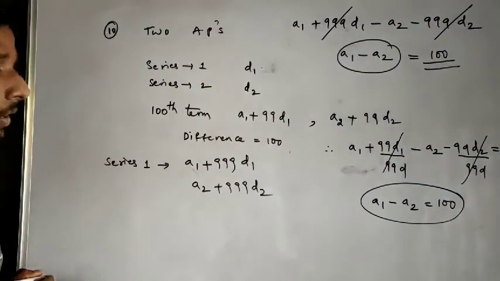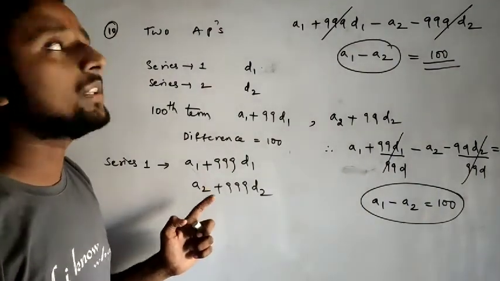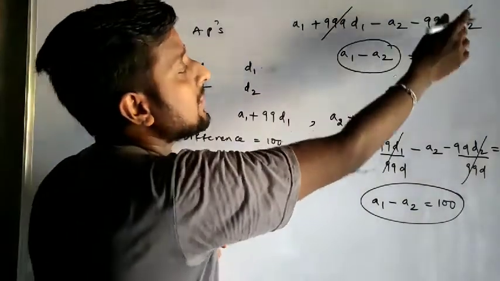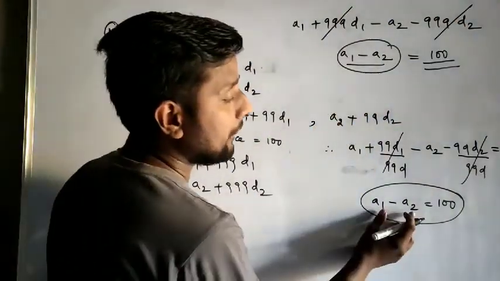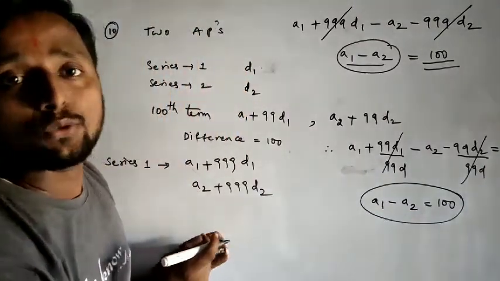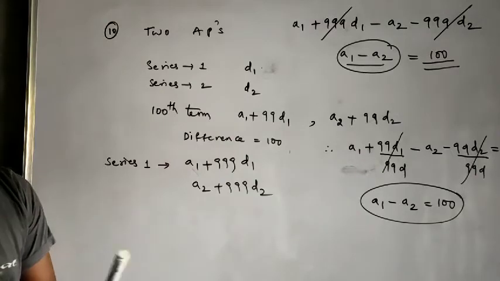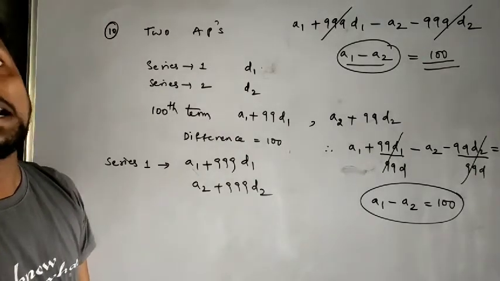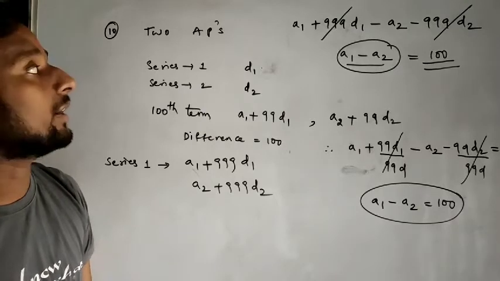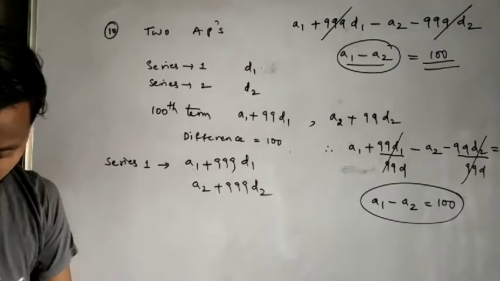What happened when we took the differences of 1000 terms? After simplification we got a1 minus a2, but at the start only we got the relation a1 minus a2 is 100. So here also we can say the difference between 1000 terms is only 100. Try to understand, okay, and try to write neatly.